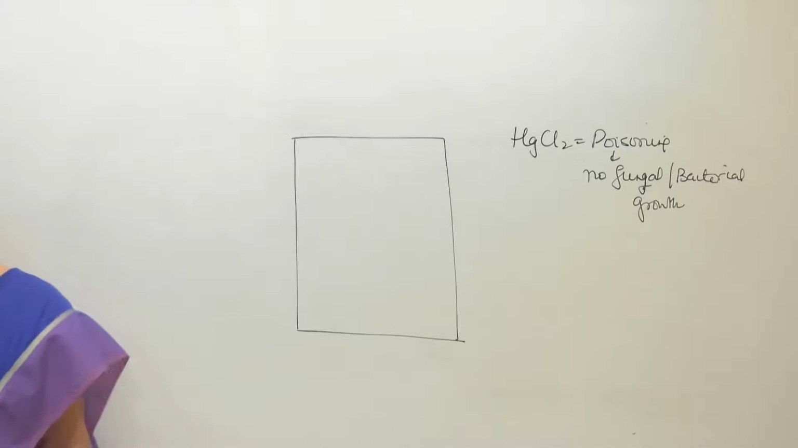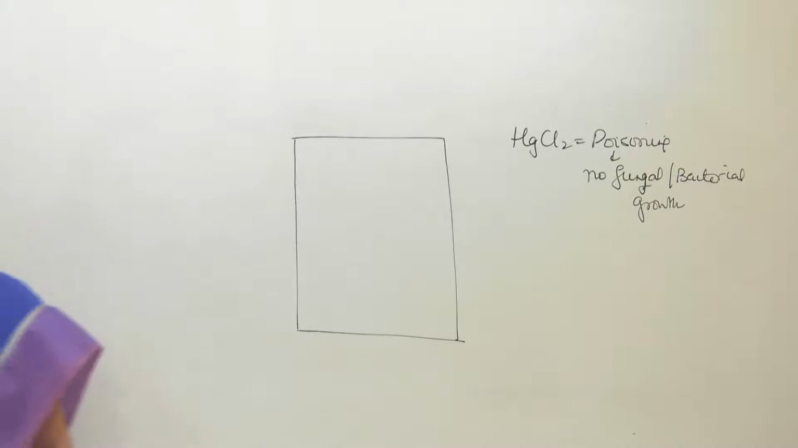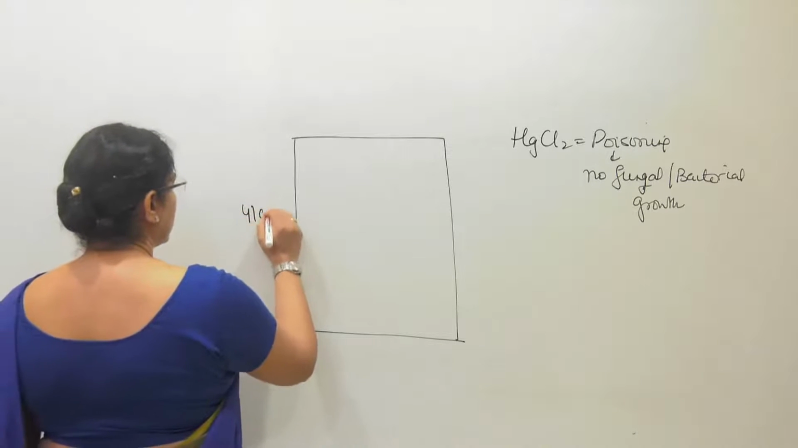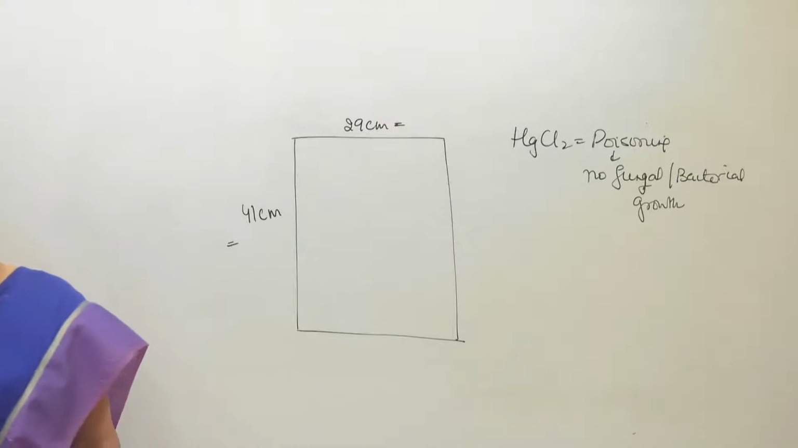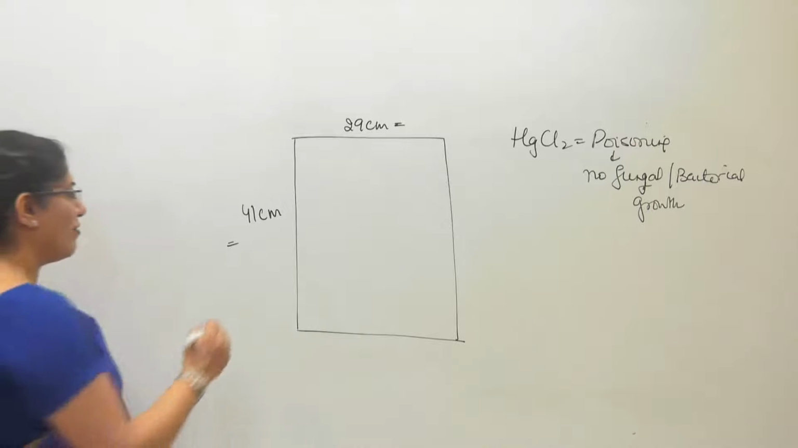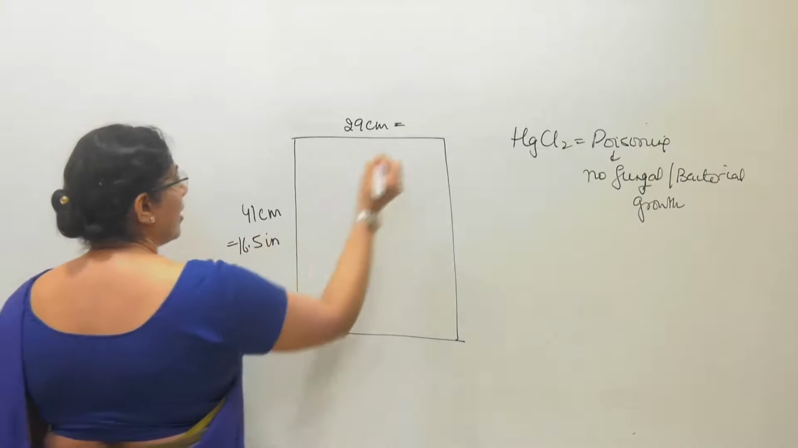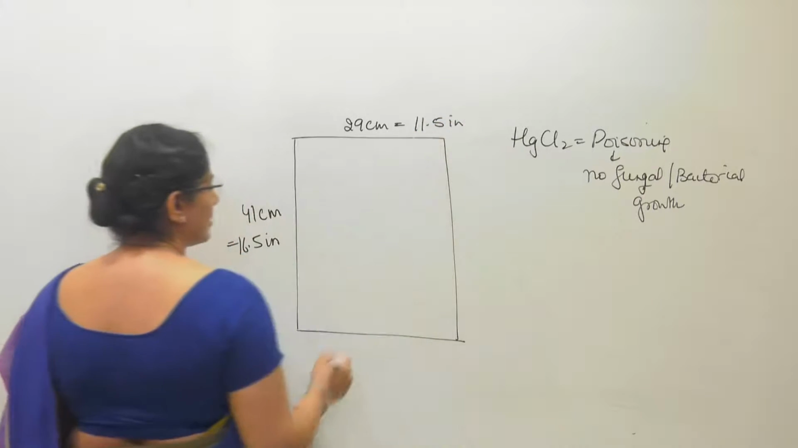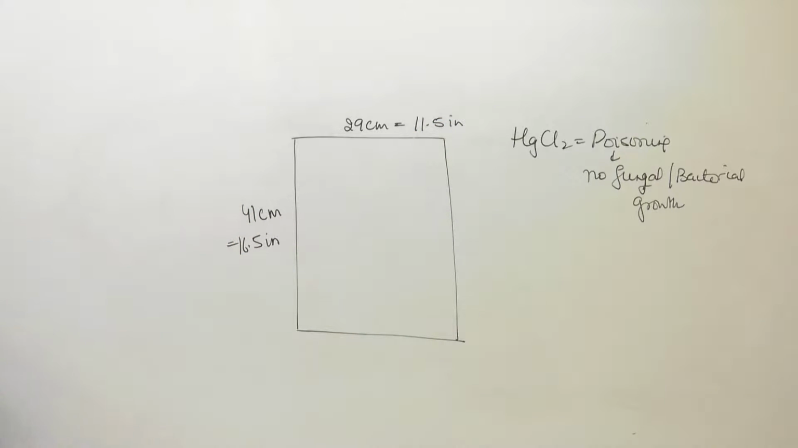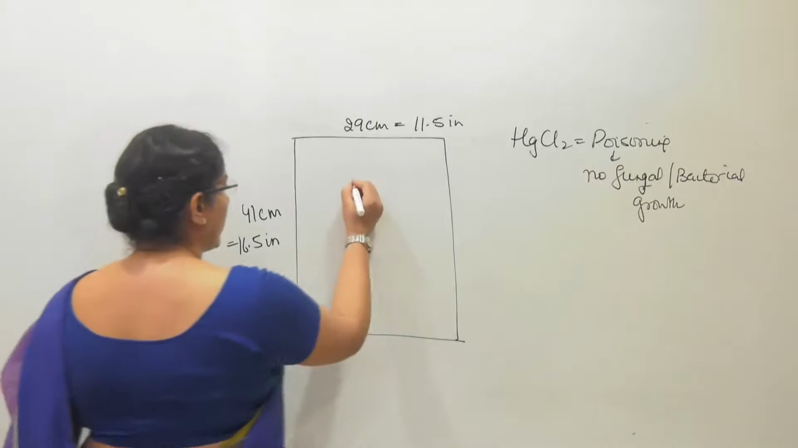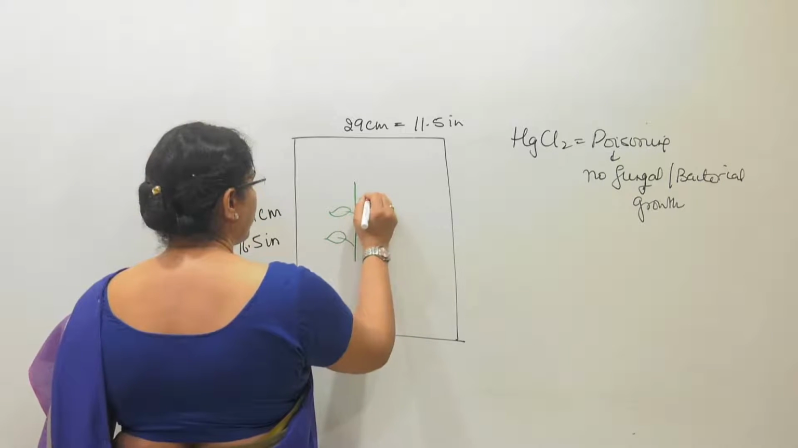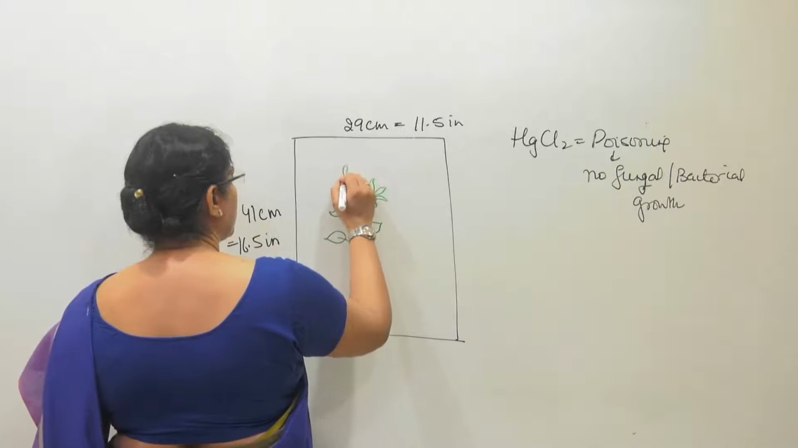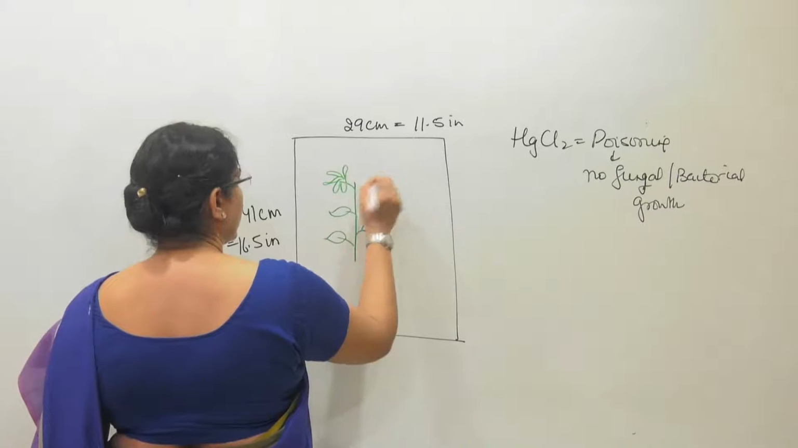There are different sheets we use. The standard sheet we use is 41 centimeters by 29 centimeters. Of course, you can convert it to inches as well, 16.5 by 11.5 inches. So you are going to display your plant here in the center so that all parts are fully visible. Minimum overlapping parts should be there so that they can be easily studied.